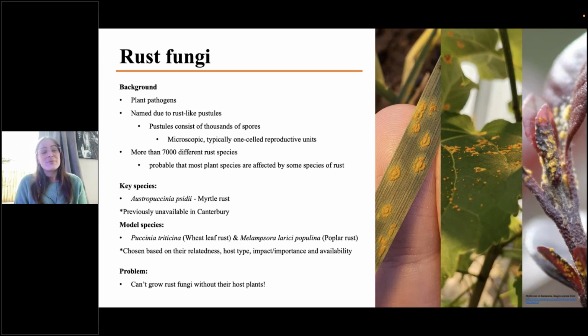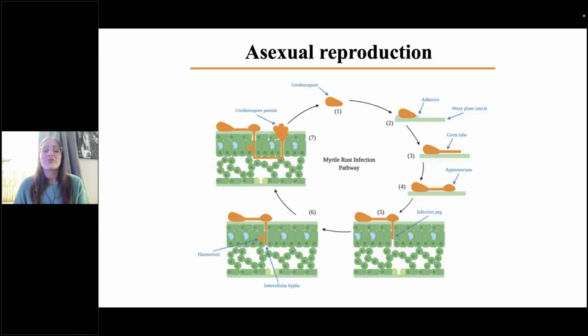Now, one of the biggest problems with rust fungi is that we can't grow them without their host plants. It's a huge limiting factor in how we study them and what we can find out, and it's going to be a huge feat to get them to be able to fully reproduce without their plants. So I'm sort of trying to get that started by seeing how they respond and grow on various flat and heterogeneous artificial surfaces. So I thought I'd go through their asexual reproductive cycle just before moving on, so that the terms that I use later on you'll be a little bit more familiar with.